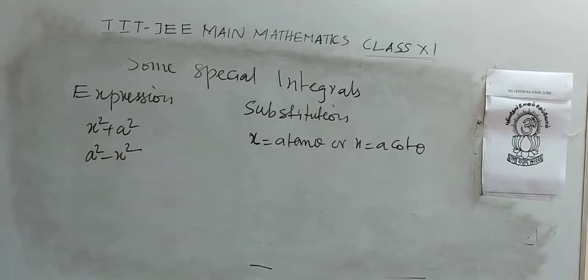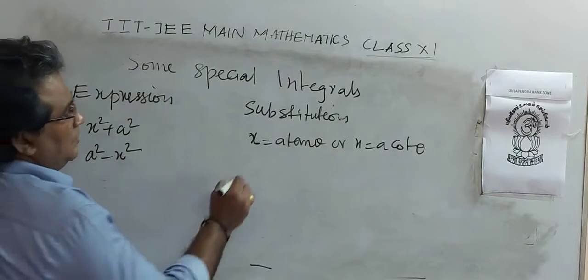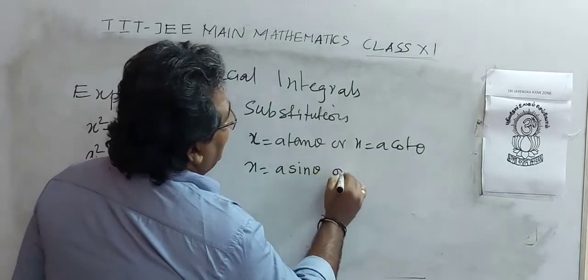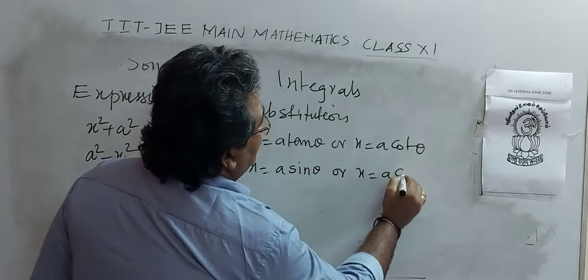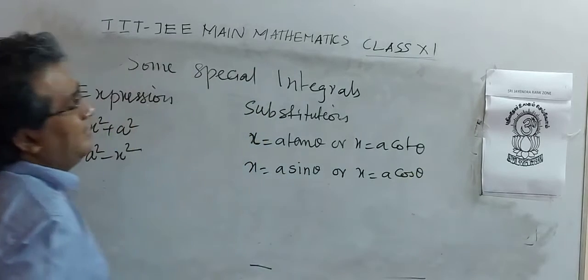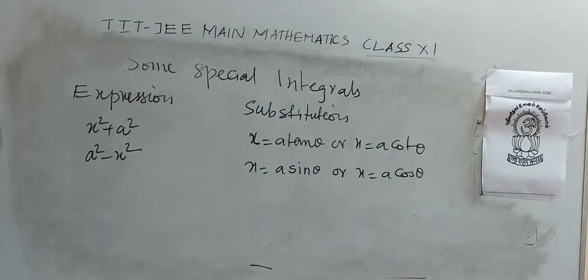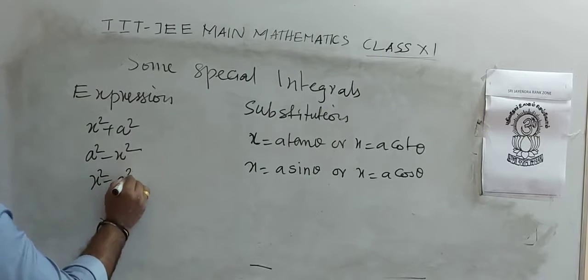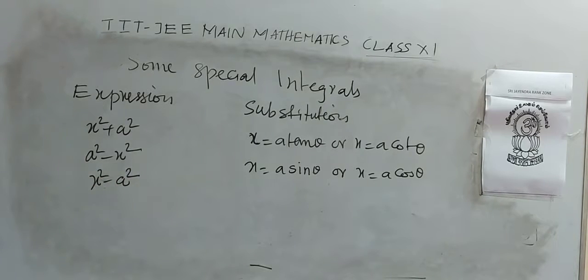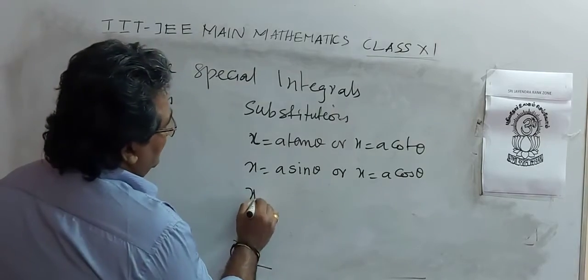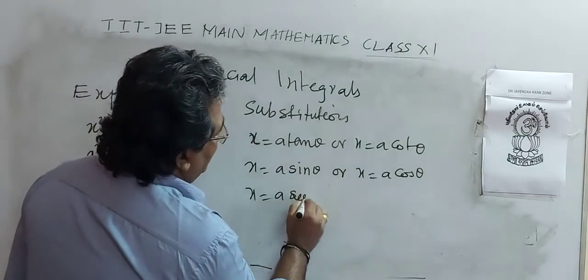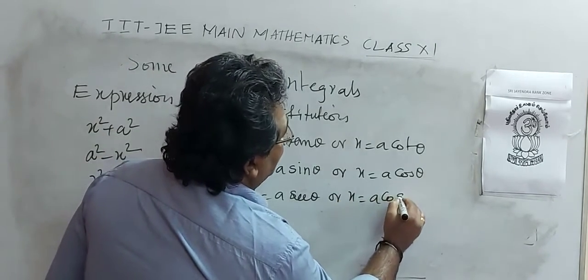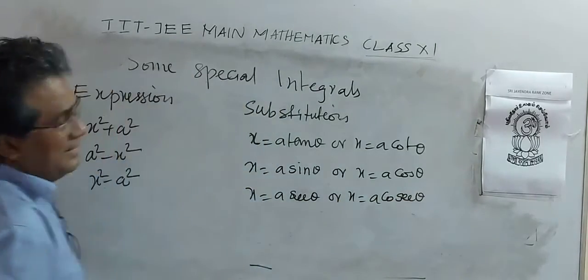For a squared minus x squared, take x equal to a sin theta or x equal to a cos theta. For x squared minus a squared, take x equal to a secant theta or x equal to a cosecant theta.